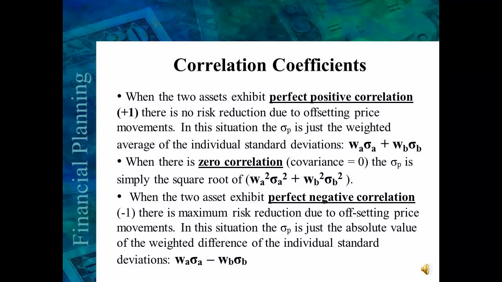When the two assets exhibit perfect negative correlation, i.e. -1, there is maximum risk reduction due to offsetting price movements. In this situation, sigma p, or the standard deviation of the portfolio, is just the absolute value of the weighted difference of the individual standard deviations. The weight of A times the standard deviation of asset A minus the weight of B times the standard deviation of asset B.